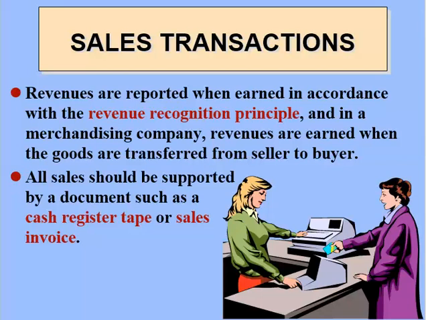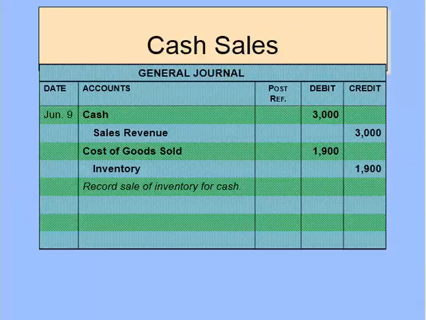cash register tape, sales invoice, something else. We always want to try and document our work so we have a backup and we can prove what actually happened. So if we're selling merchandise, and again remember this is a perpetual inventory system, and I'll explain why here in just a second.